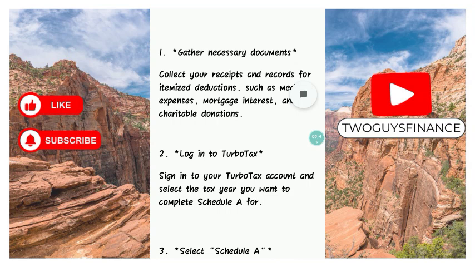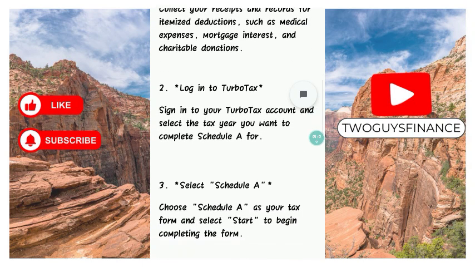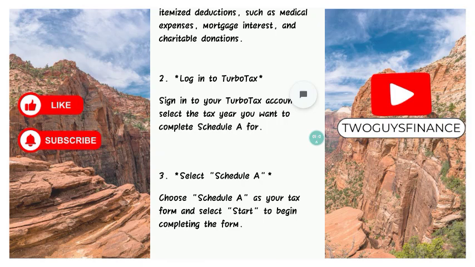Once you have all those documents gathered, the next thing you're going to do is sign into your TurboTax account. Just go to the TurboTax website and sign into your account with your email address and your password. Once you're signed in, select the tax year that you want to complete Schedule A for. Once that's selected, next you're going to choose Schedule A as your tax form, and then select Start to begin completing the form.